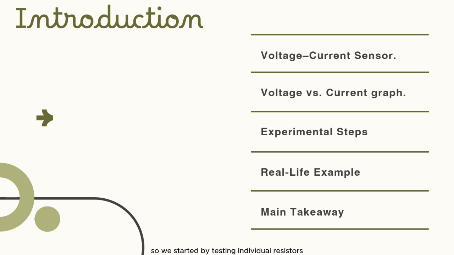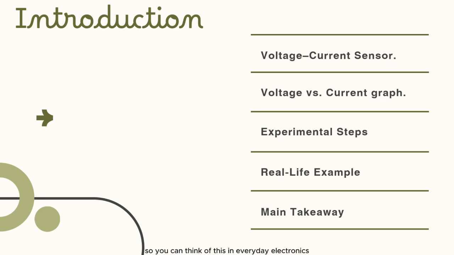So we started by testing individual resistors, then combined them in a series and parallel to see how total resistance changes. And finally, we built a mixed setup, two resistors in parallel and one in series, to see how combining both types of connections affects the overall resistance.